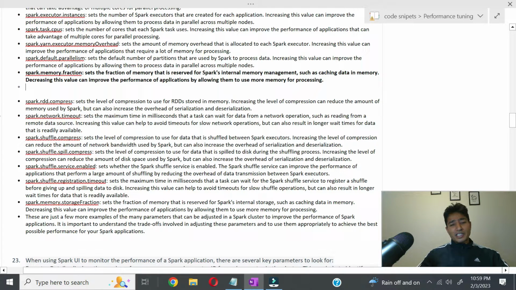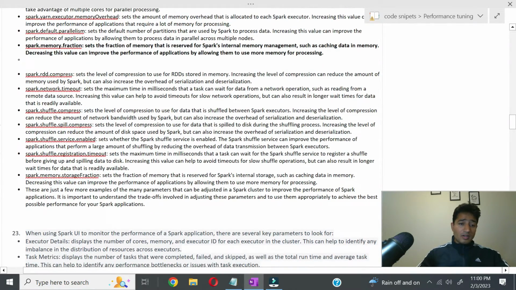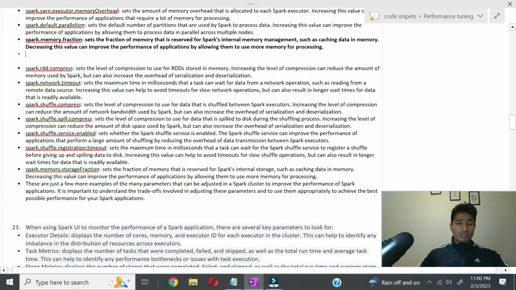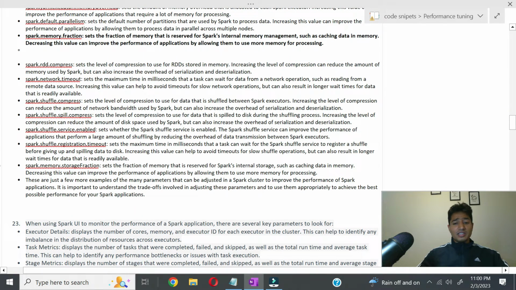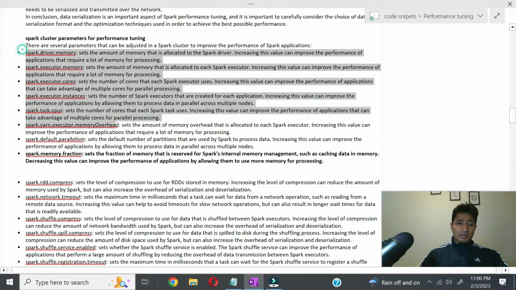For example, Spark RDD compress sets the level of compression for RDDs stored in memory. Spark network timeout sets the maximum time in milliseconds that a task can wait for data from the network connection. Spark shuffle compress, this is what we were talking about, to compress the shuffle data, right? Spark memory storage fraction. Okay, so Spark memory fraction is one, and Spark memory storage fraction sets the fraction of memory that is reserved for Spark internal storage, such as caching data in memory. Okay, so these are just a few examples. There can be others, but these are especially the main ones.